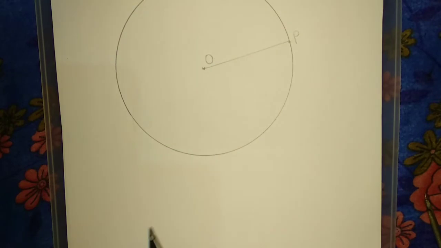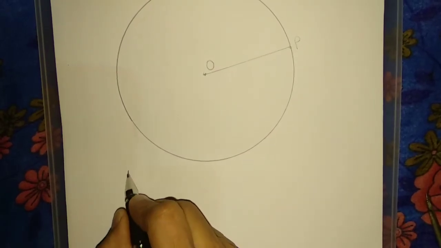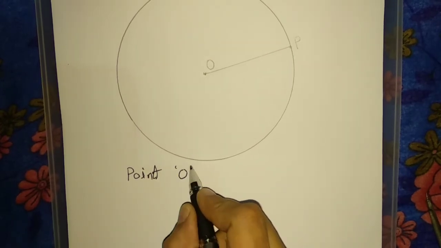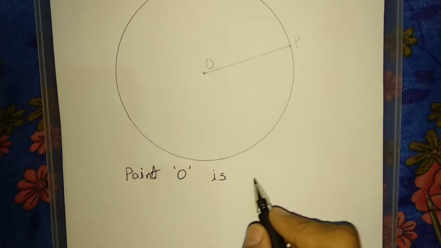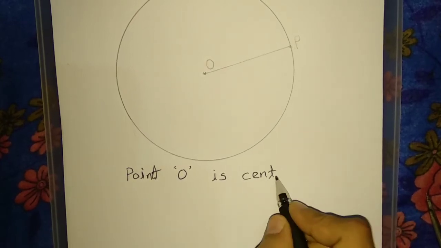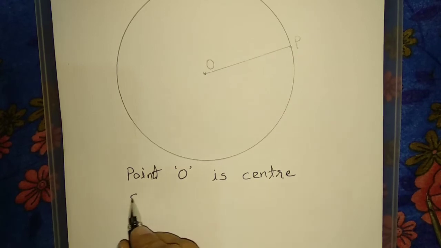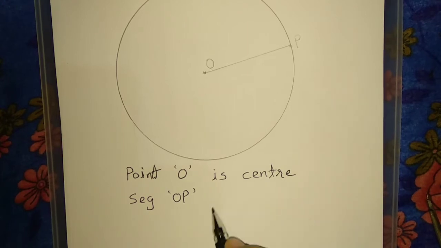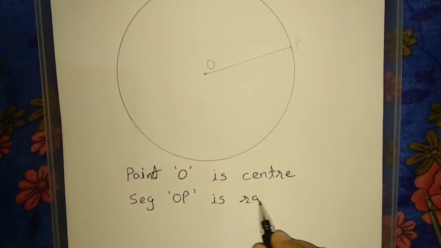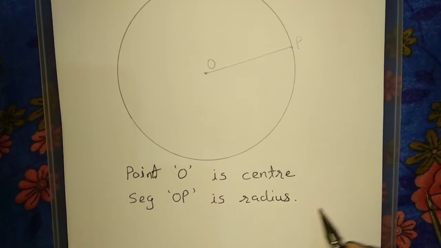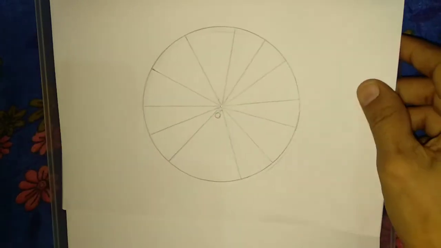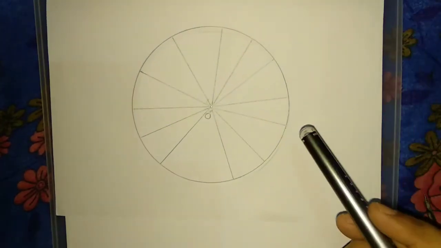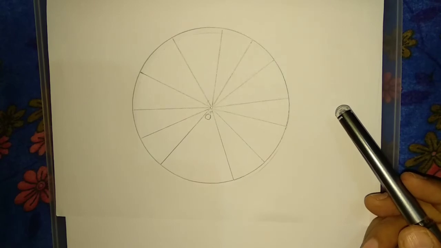Therefore, in this figure, point O is center of circle and segment OP is radius of circle. We can draw infinite radius for circle and length of all radius is same.